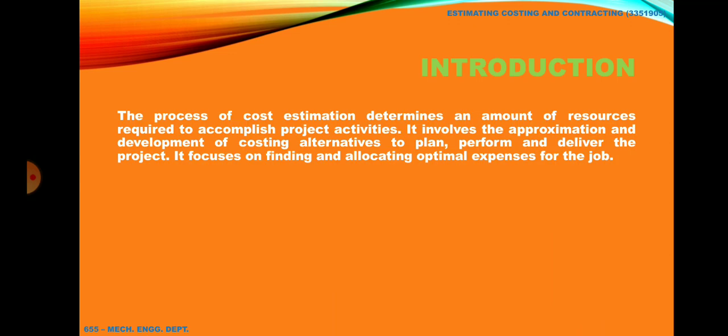The process of cost estimation determines the amount of resources required to accomplish project activities. As we have discussed in the beginning, it establishes which type of resources are required to complete the process. It involves the approximation and development of costing alternatives to plan, perform, and deliver. So it includes all activities like planning, performing, and delivering a project. It focuses on finding and allocating optimal expenses for the job.